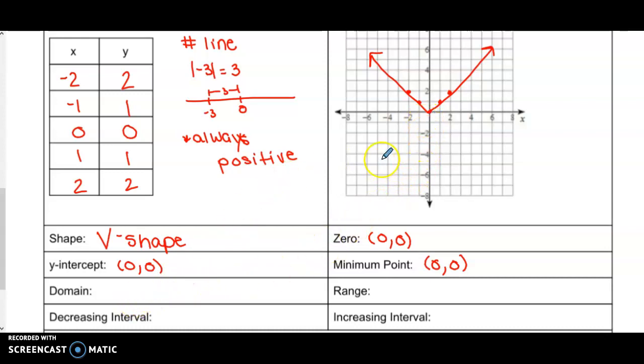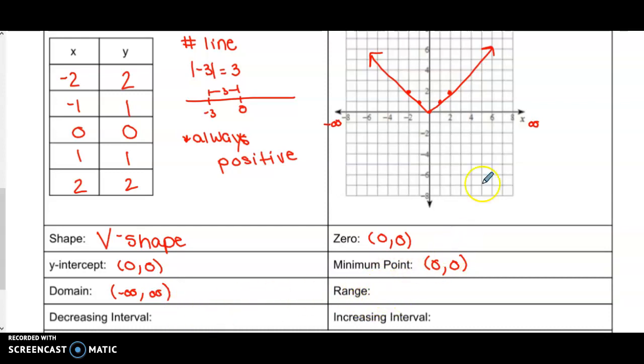All right, domain, x values. So remember, we read these left to right. And a good way to look is at the arrows. If you have an arrow on the left and an arrow on the right, that means it's going to go forever towards negative infinity and forever towards infinity. So that would be your all real numbers or your negative infinity to infinity. So however you want to write that.